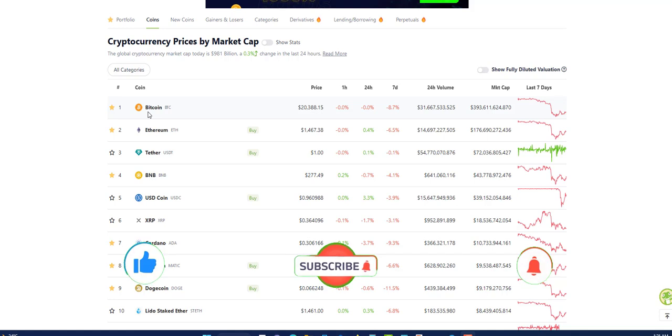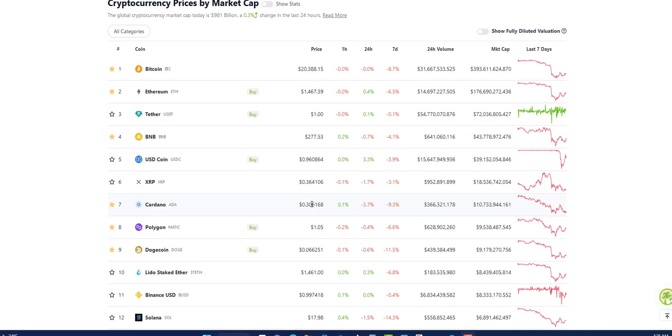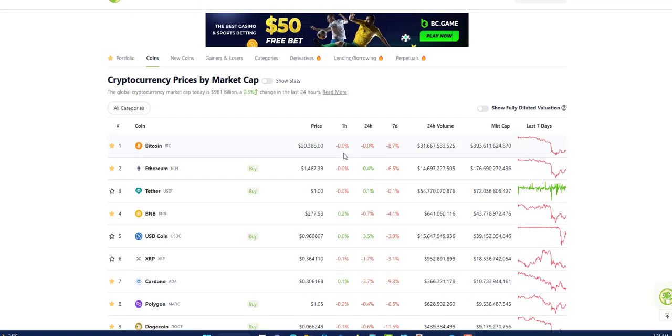As you can see, Bitcoin is down from 24 something, now it's at 20,388. Ethereum 1467, BNB $2,077, XRP 36 cents, Cardano is down, Cardano was up 40 cents. Polygon $1, Dogecoin down as well too. So the market overall is down guys. You can see Bitcoin for the last 7 days is down 8.7% guys. For Ethereum, 6.5%.